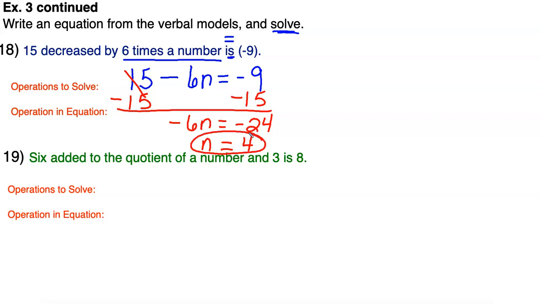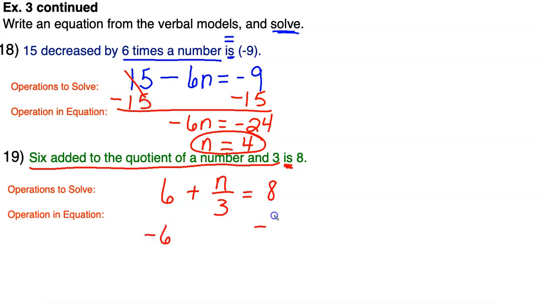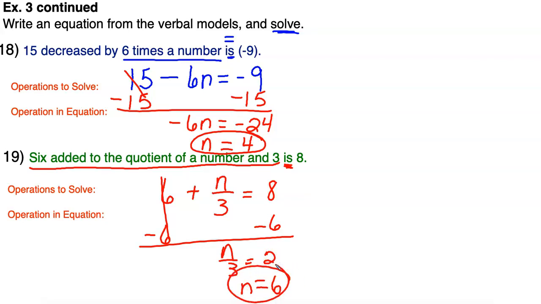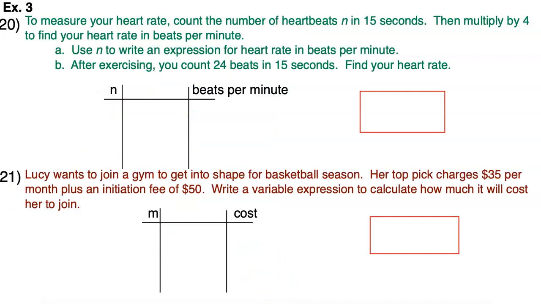Go ahead and work this next one. It says 6 added to the quotient of a number and 3. So 6 added to the quotient of a number and 3 might look like that. And then is means equals 8. And then we could go ahead and solve. We would minus 6 from both sides first. We have n over 3 is 2. And then we multiply both sides by 3, so we get n is 6. So I think those are actually fairly easy to set up.